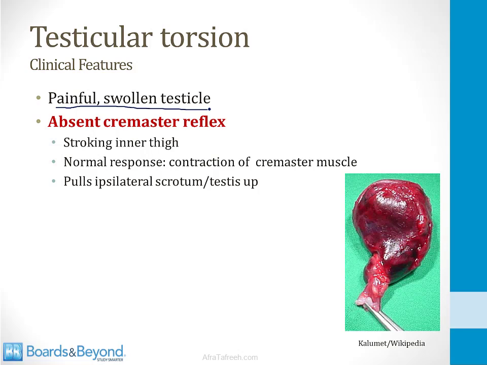Another classic clinical feature you should know for step 1 of your boards is absence of the cremaster reflex. To invoke the cremaster reflex, you stroke the inner thigh, and a normal response is contraction of the cremaster muscle, which will pull the ipsilateral scrotum and testis up. So on the same side as the thigh that you stroke, the scrotum and testis will pull up. This will be absent or missing in cases of testicular torsion.